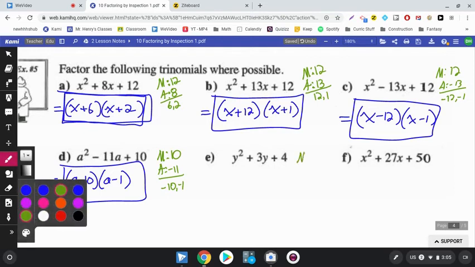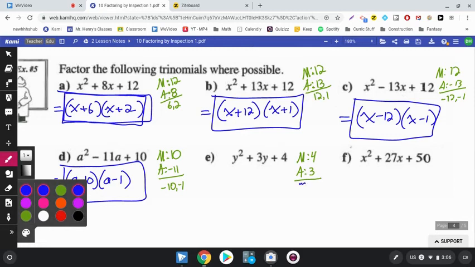And I bet you're looking at E, right? And you're probably stumped. Maybe you went on to F. If I look at E, okay, multiply to positive 4, add to 3. What multiplies to 4? 1 and 4. No, that adds to 5. Well, maybe it's negative 1 and negative 4. No, that adds to negative 5. 2 and 2. Well, no, 2 and 2 adds to 4. Well, maybe it's negative 2 and negative 2. No, same thing. Well, I've tried all the possibilities.